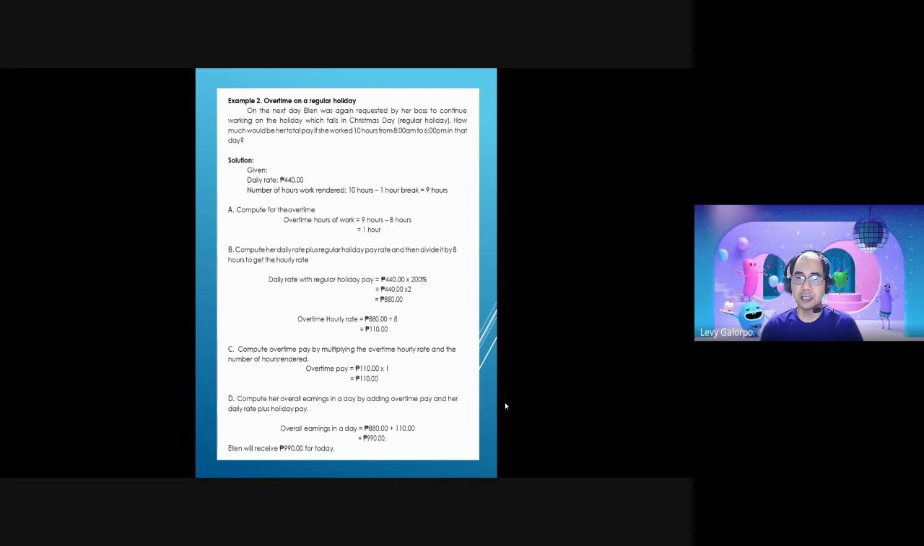Yung overtime rate niya, divide mo lang siya sa 8 hours. So, 110 yung per hour niya. Now, compute overtime pay by multiplying the overtime hourly rate and the number of hours rendered. Isang oras lang naman. Kaya, 110. Now, compute her overall earnings in a day by adding overtime pay and the daily rate plus holiday pay. So, therefore, 880 plus 110 is equals to 990.